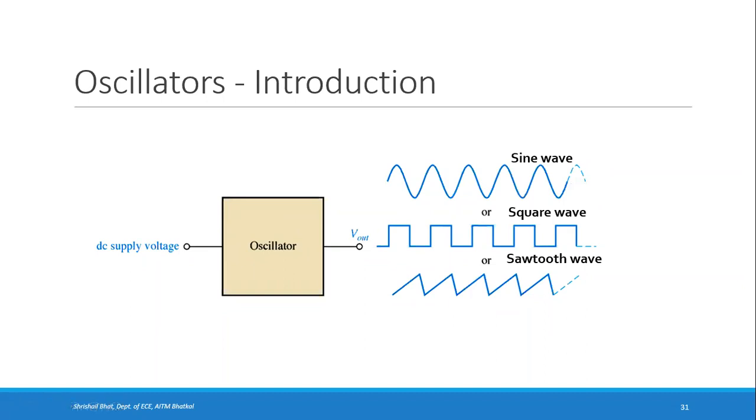So how do they create these signals? They use the principle of feedback amplifiers. We have seen that there are two types of feedback amplifiers, one with positive feedback and one with negative feedback. The negative feedback is suitable for amplifiers, whereas the positive feedback, we said, we use in oscillators. Okay.